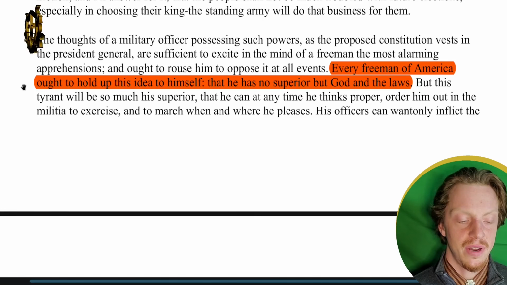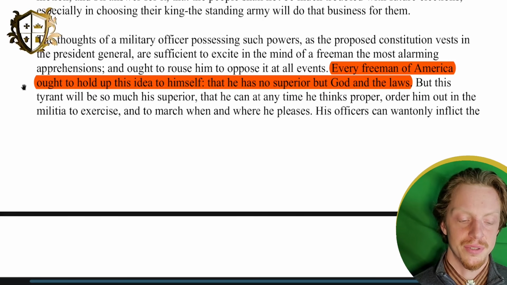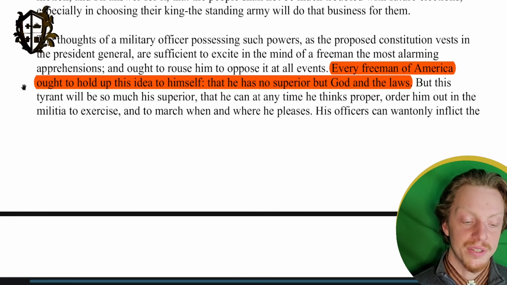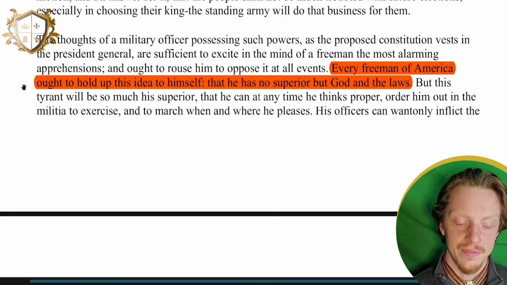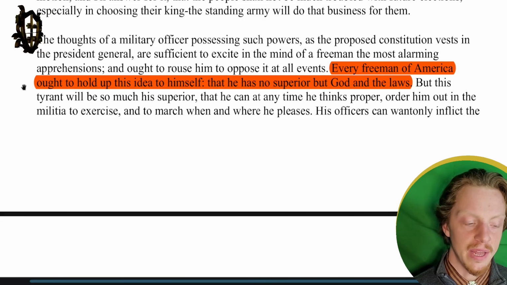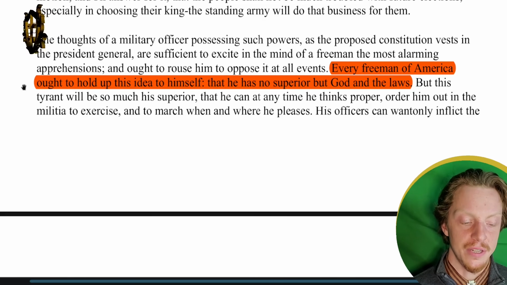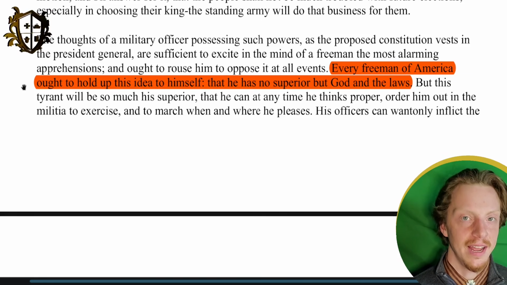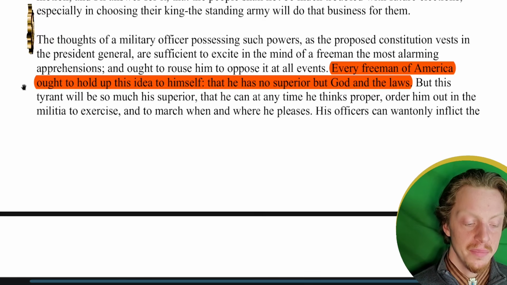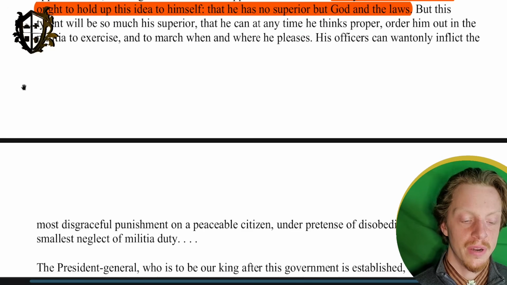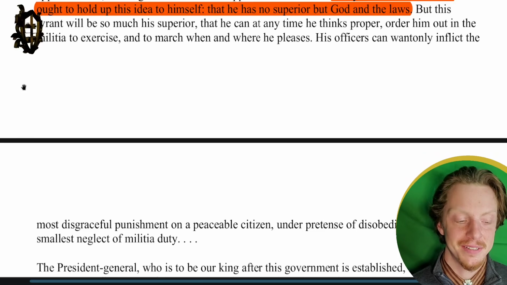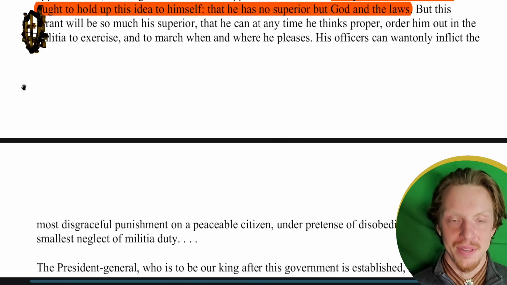The thoughts of a military officer possessing such powers as the proposed constitution vests in the President General are sufficient to excite in the mind of a free man the most alarming apprehensions, and ought to rouse him to oppose it at all events. Every free man of America ought to hold up this idea to himself, that he has no superior but God and the laws. But this tyrant will be so much his superior that he can at any time he thinks proper order him out in the militia to exercise, and to march when and where he pleases.